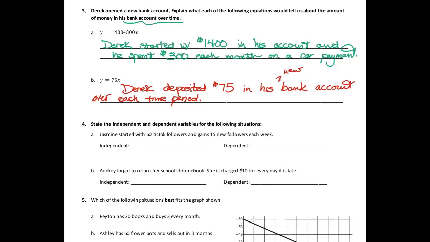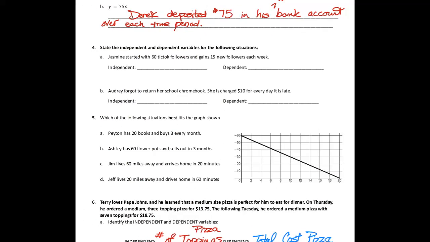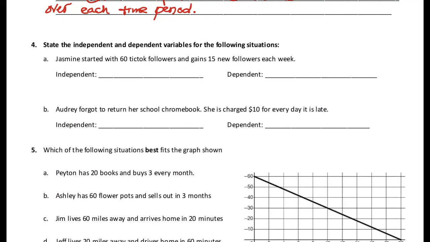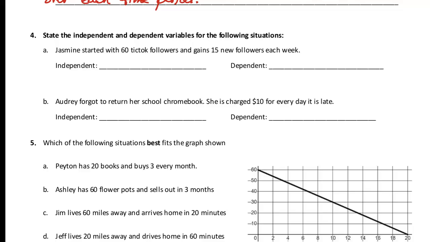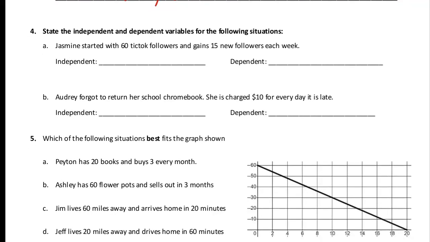And the last one. Tick-tock, tick-tock. Okay. No, it's not the last one. Sorry, we have two more. Okay. All right, say the independent and dependent variables for the following situations. Jasmine started with 60 TikTok followers and gains 15 new followers each week. Okay, that was messed up. The TikTok, it's supposed to be with K, not C. Ah, that is true. We did not catch that. What is my independent or dependent variables for that situation?